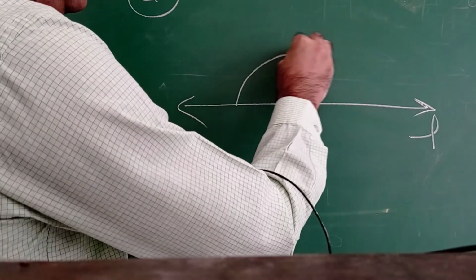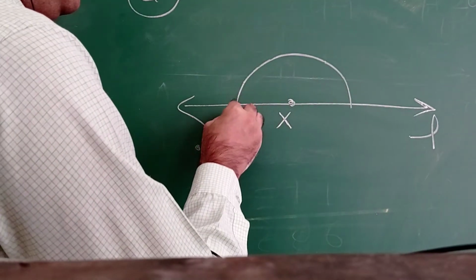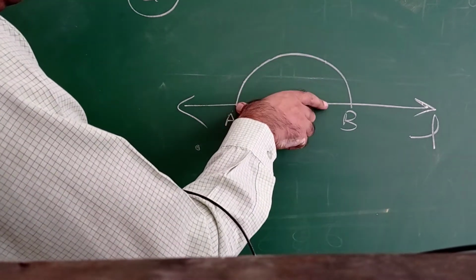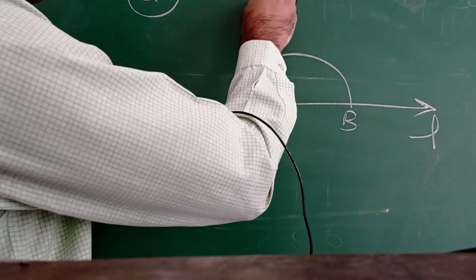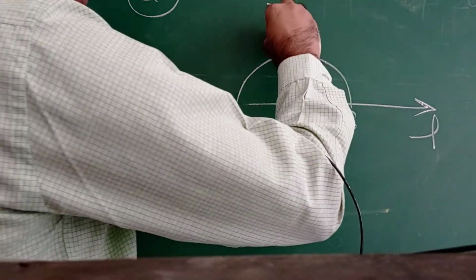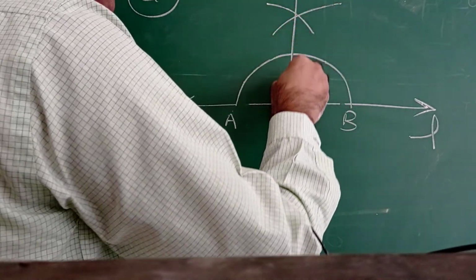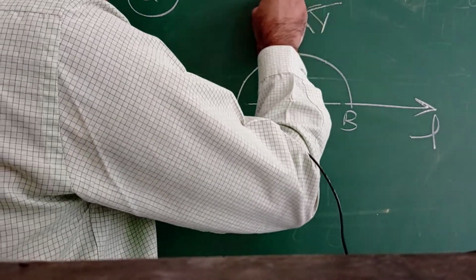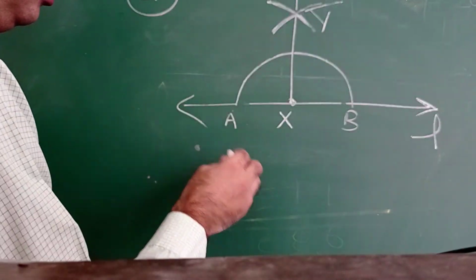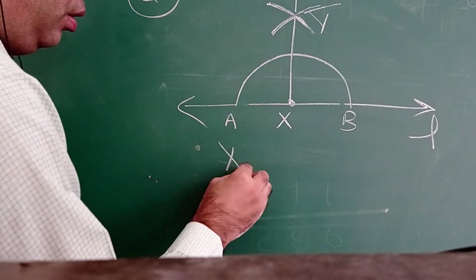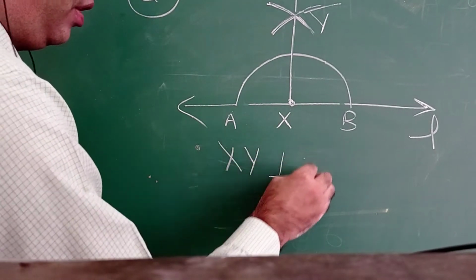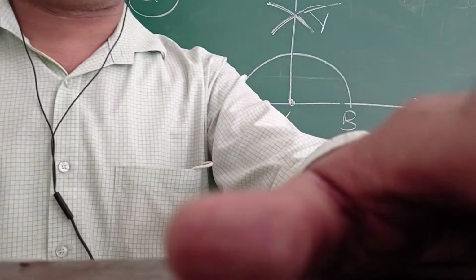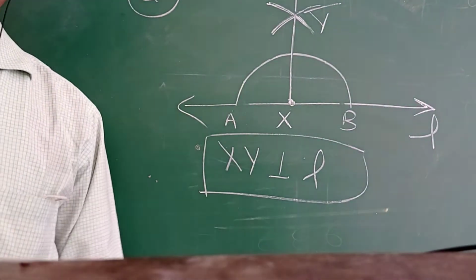Same, you will open the arc, mark 2 points which will cut it at A and B. Then you will again take an arc more than half of AX, mark here, and again from this you will mark here and join them, and it will be XY. This is just a repetition of question number 1 of this exercise. XY is perpendicular on L.